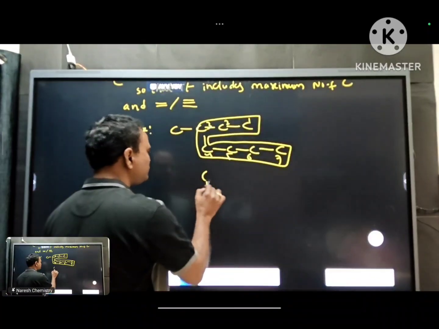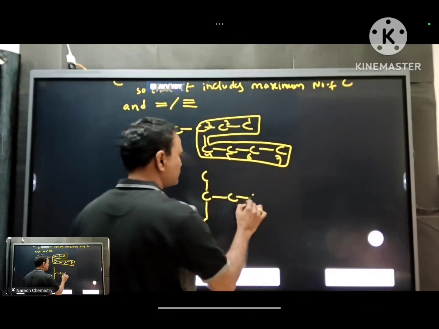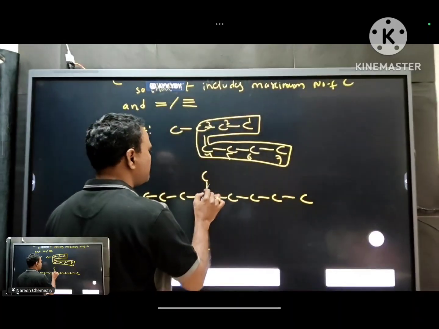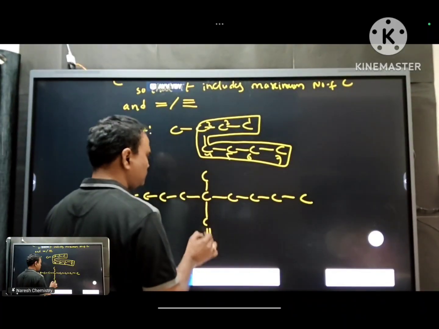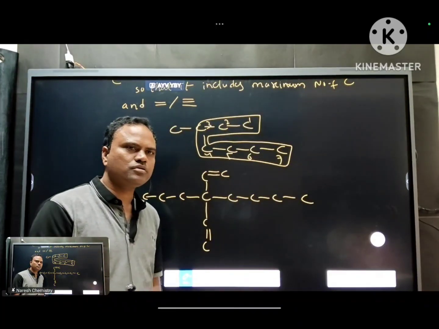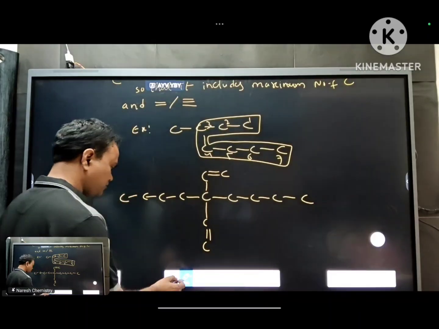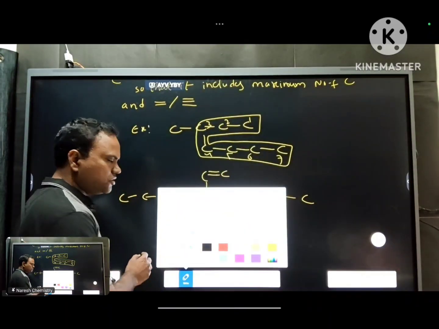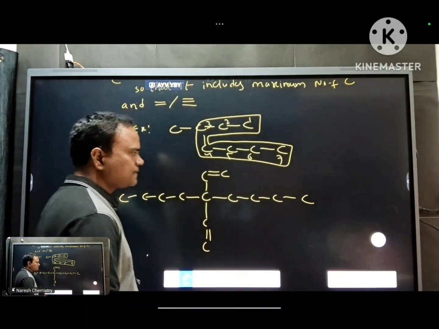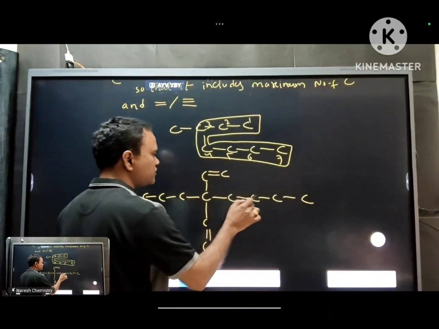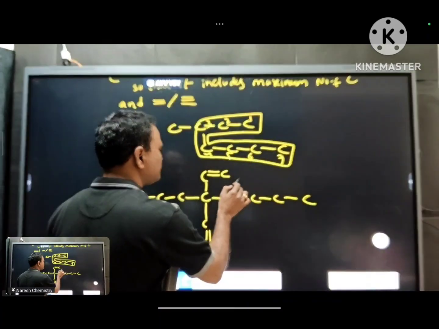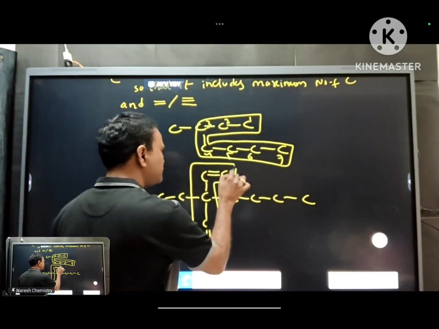Next. In this, how many carbons are present in the longest carbon chain? Online students, can you hear? How many carbons are present? 1, 2, 3, 4, 5, 6, 7, 8, 9. Correct? 9 carbons. This is the longest chain.